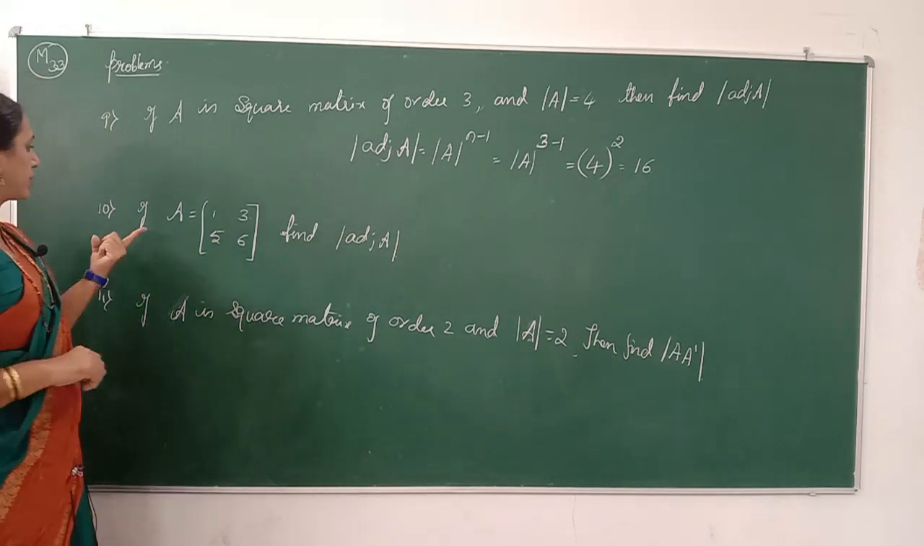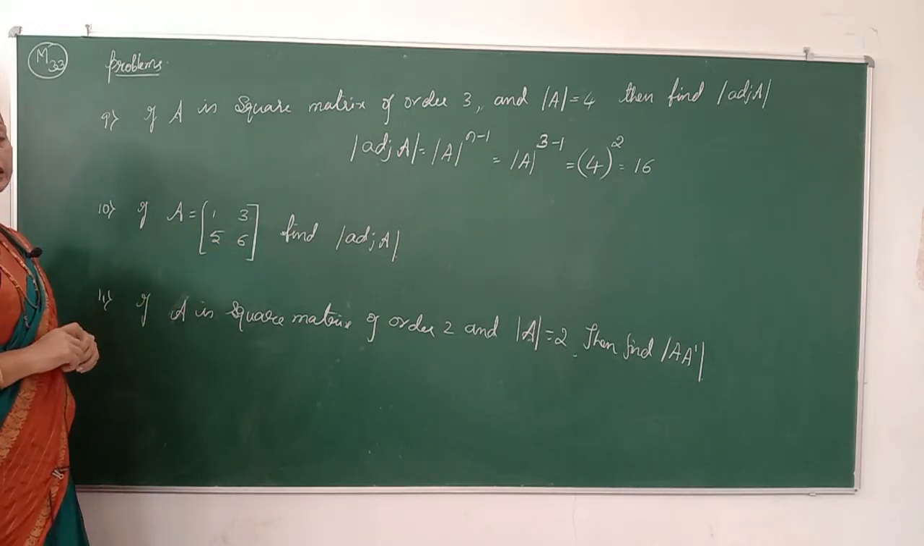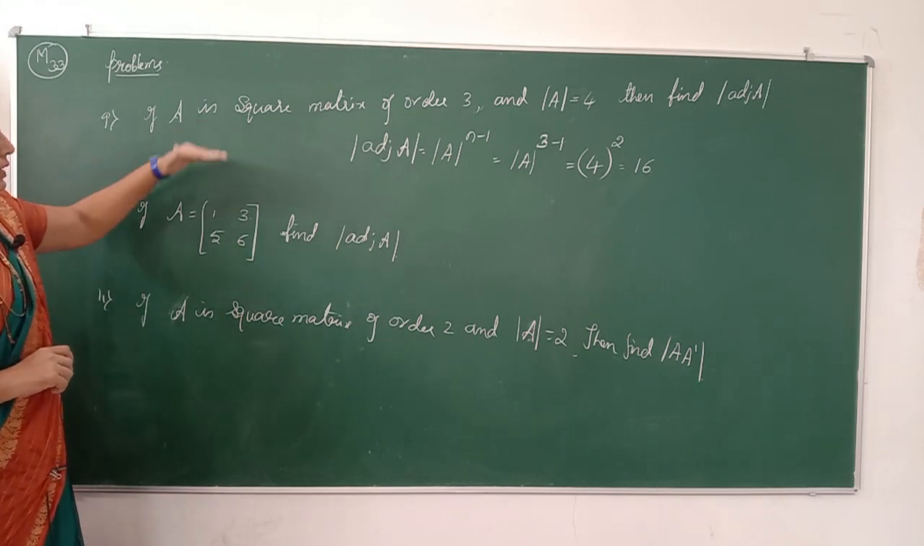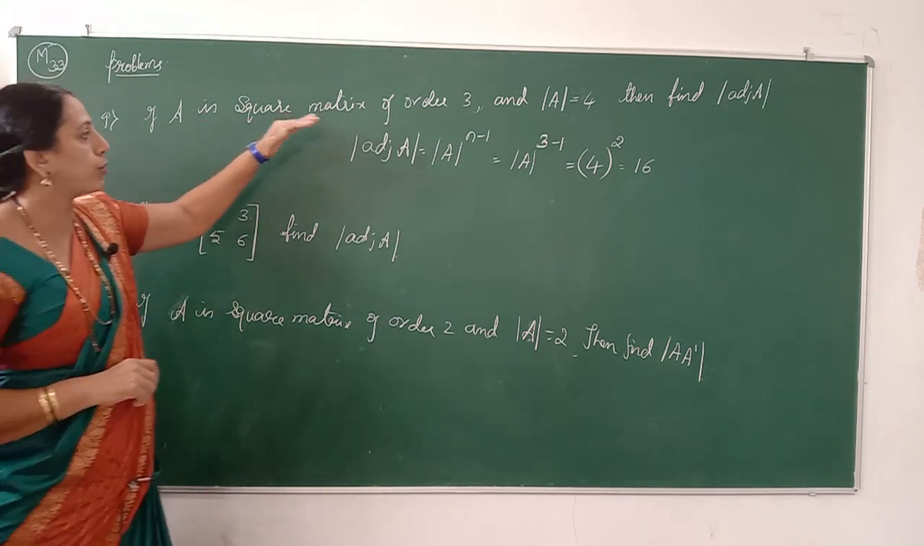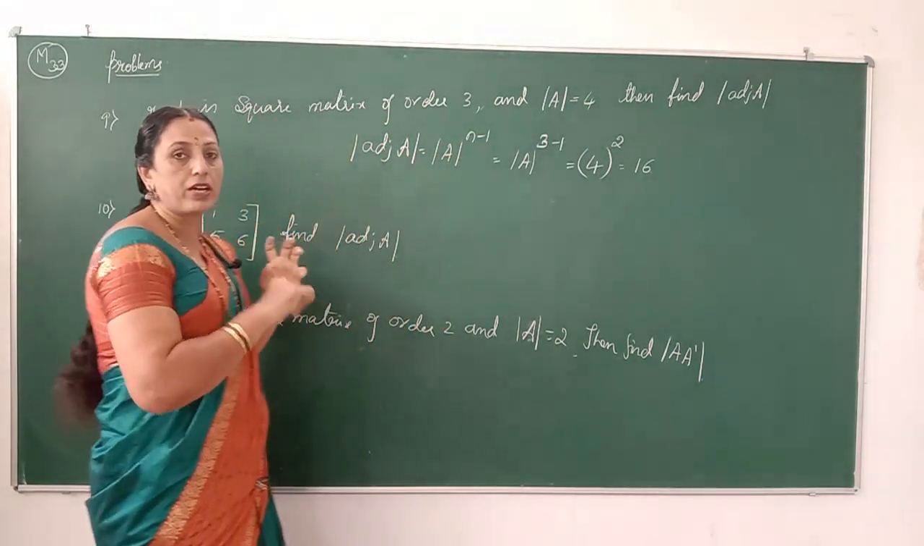Similarly, next one is, if A is equal to 1, 3, 5, 6, find the determinant of adjoint of A. First we'll compare these two problems. In the last problem the value of the determinant of A was directly given to us. It's one of the possibilities.